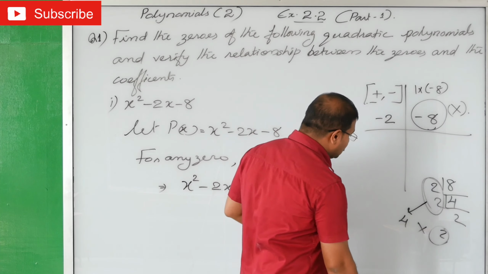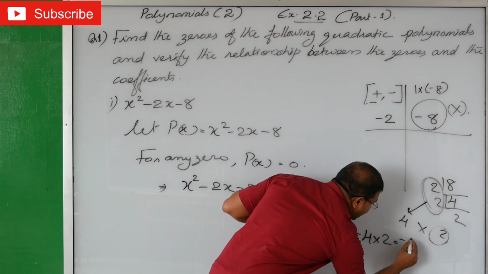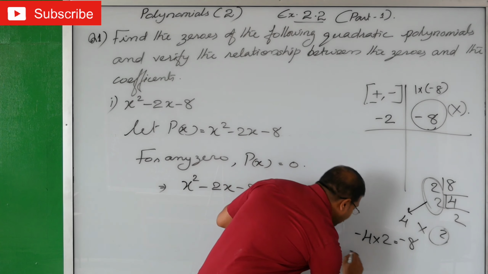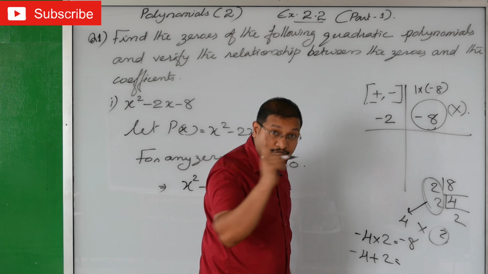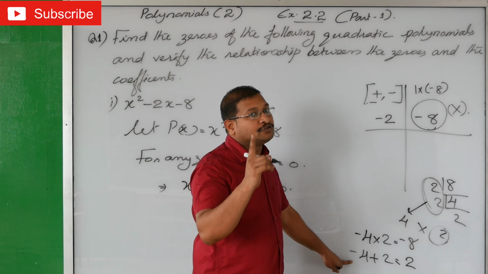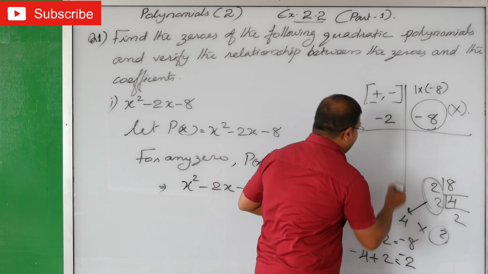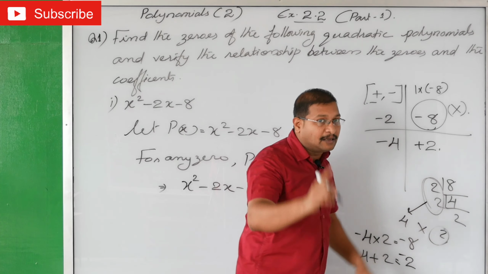Ready? Now see, 4 into 2. Minus 4 into plus 2 will get minus 8. Minus 4 plus 2, plus and minus, so minus 4 minus 2, that means we'll get 2. Of course, we know that the bigger number is minus, so the answer is minus 2. So the numbers are minus 4 and plus 2. We are breaking the middle term.